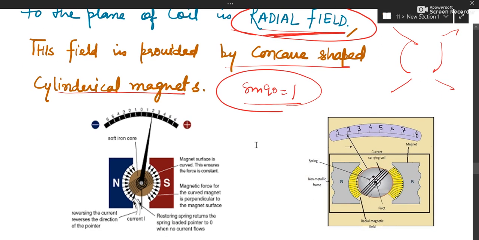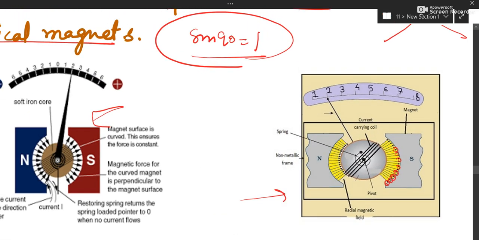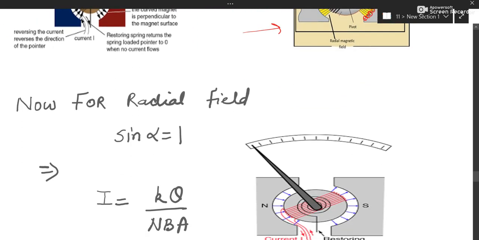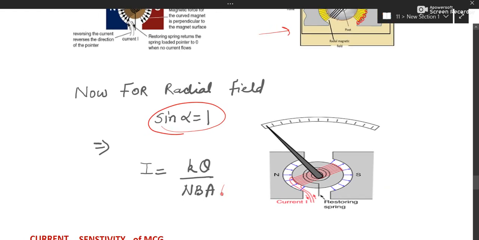So you can draw either this diagram or this diagram. Just show to the examiner these are radial field lines. Radial field is that field which is always parallel to the coil. Parallel to coil means the angle between coil and field will be 0, and the angle between field and normal will be 90. So sin 90 will be 1. For radial field, sin alpha is 1, so the sine term is gone.